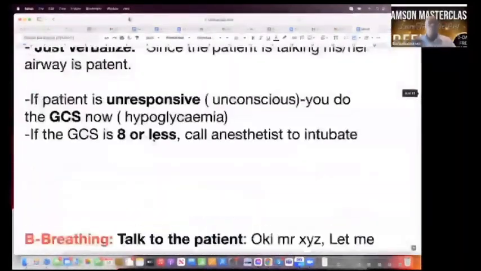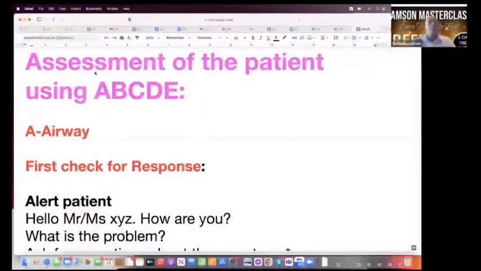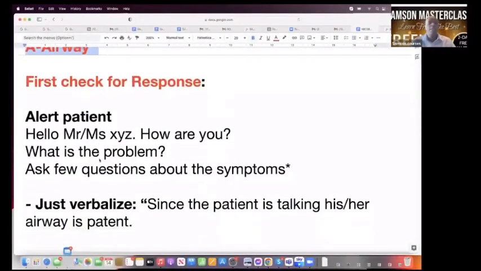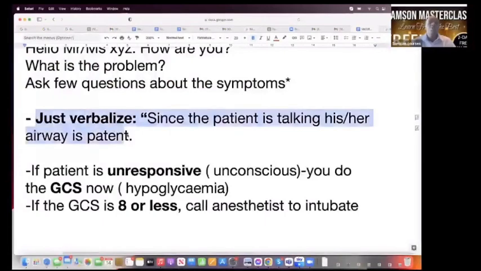Let's go back to the beginning. So, assessment of the unwell patient. A, how do we assess? Hello, Mr. Brown, are you all right? I can't breathe, I can't breathe. Since the patient is talking, the airway is patent. We have no issues with A.